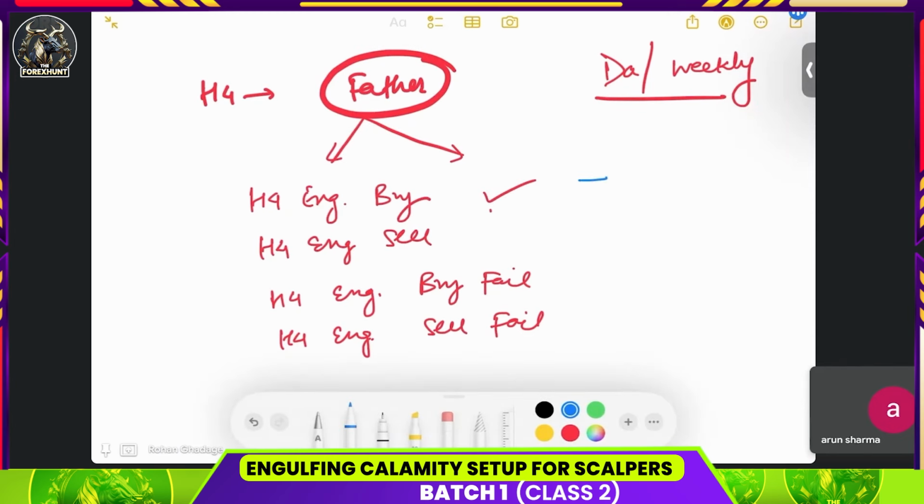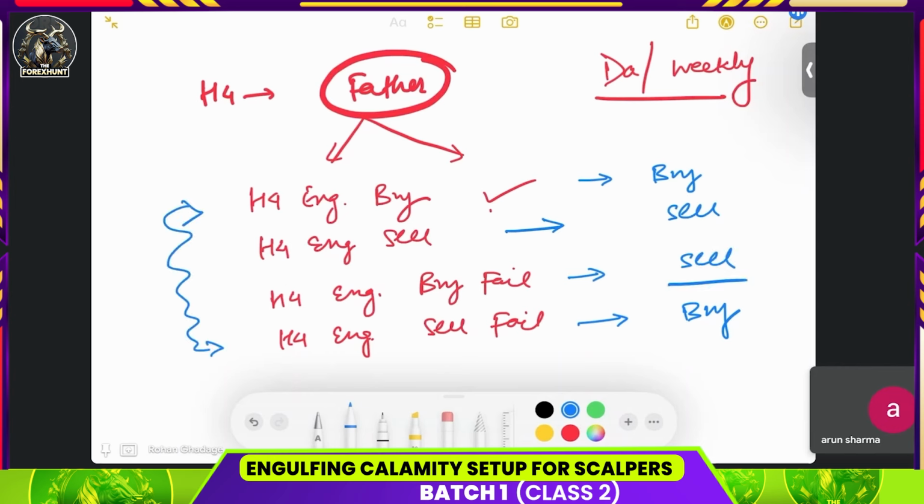buy is to give you buy. Only buy you can see. If you have a sell fail, it is also denoting your buy. If you have sell, this is completely for sell. If you have buy fail, that is for sell. These are the four things you have to just remember. And I will share the notes in the group as well.